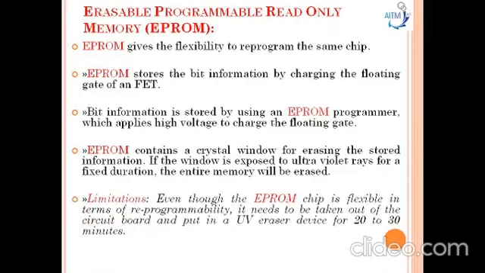And the limitations: even though the EPROM chip is flexible in terms of reprogrammability, it needs to be taken out of the circuit board and put in the UV eraser device for 20 to 30 minutes. So it takes much time to erase. It is a tedious job and a time consuming process. To overcome these limitations, they have designed another memory called the EEPROM, electrically erasable programmable read-only memory.